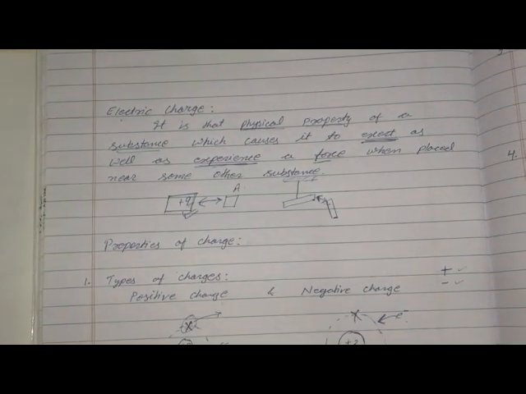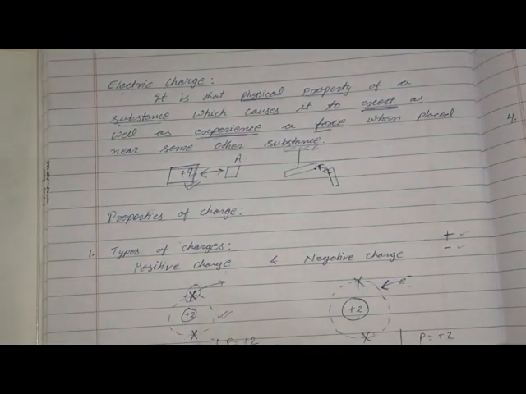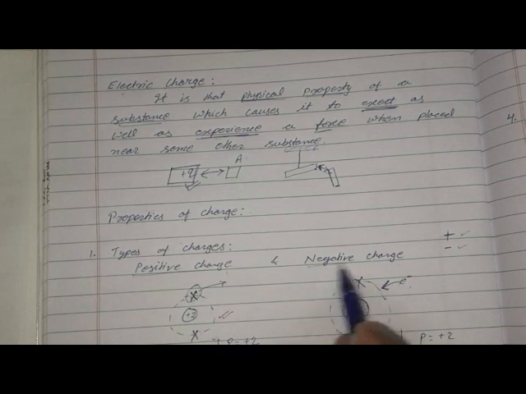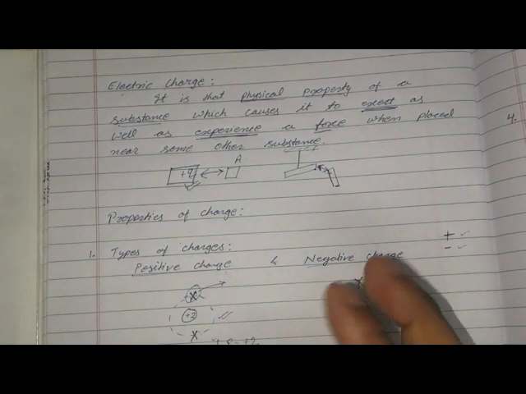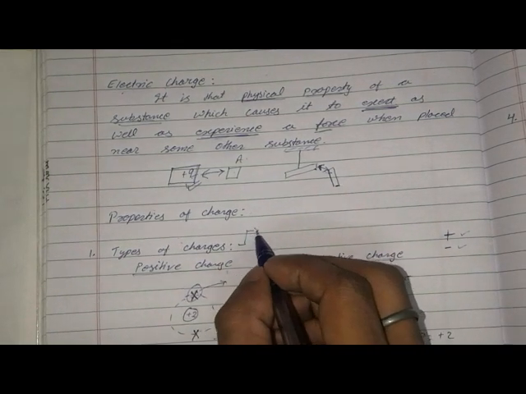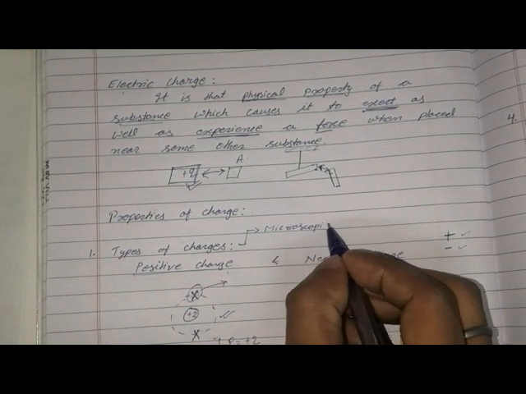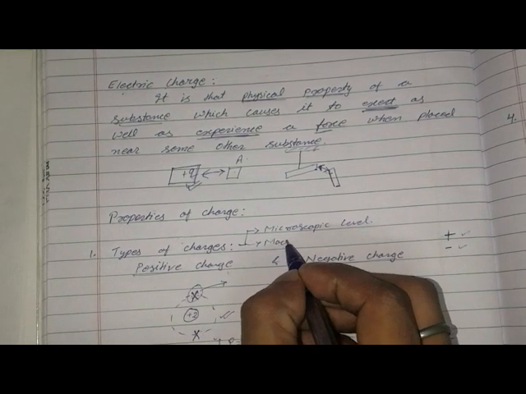Okay, now we will study the properties of the charges. There are basically two types of charges: one is positive charge and the other is negative charge. The formation of these charges can be understood at two levels: one is at the microscopic level and one is at the macroscopic level.